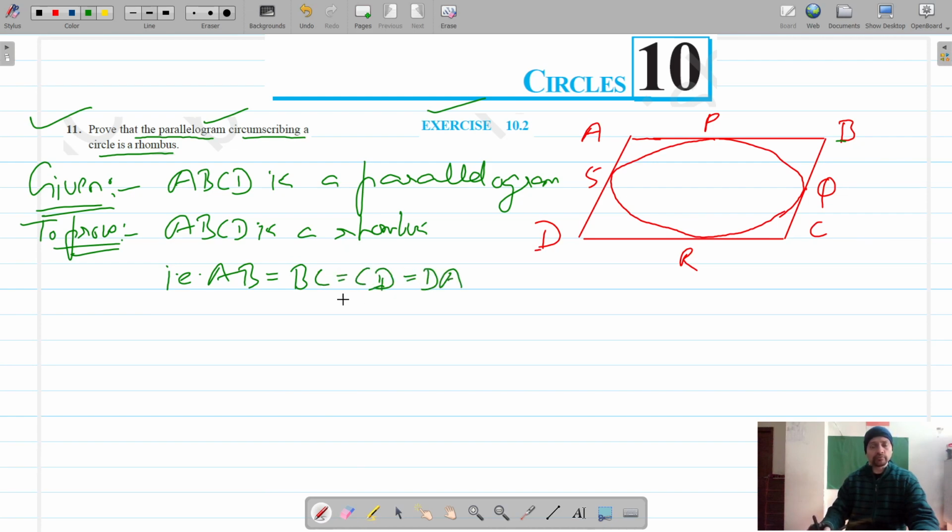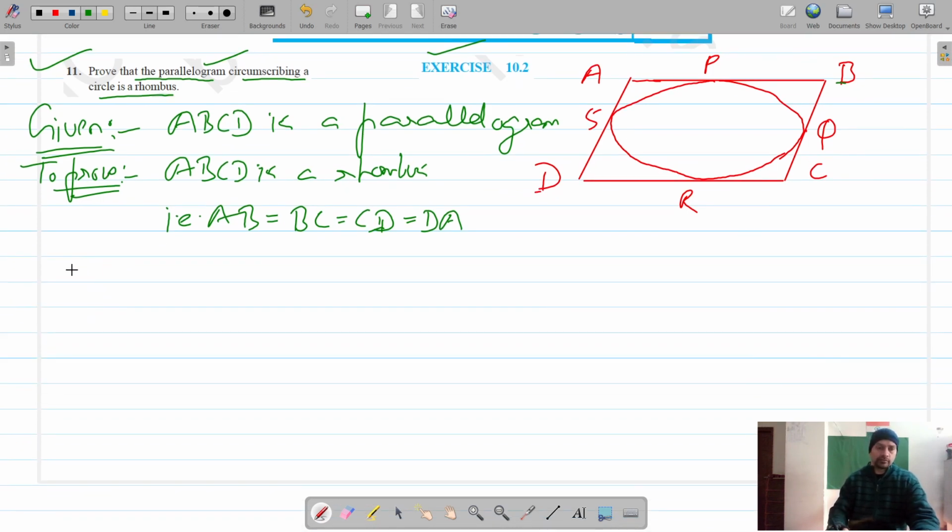That's what we have to prove. And so let's move on to the proof part. Okay. So now this A is an external point for this circle, and these are the length of the tangents AP and AS. So that means AS is equal to AP.